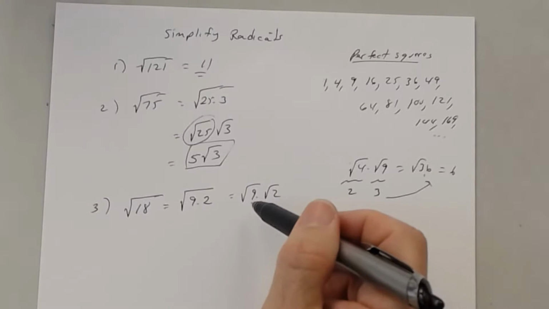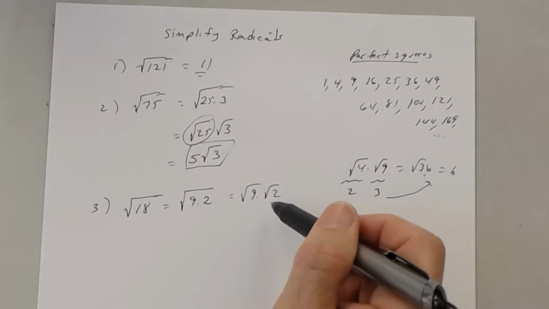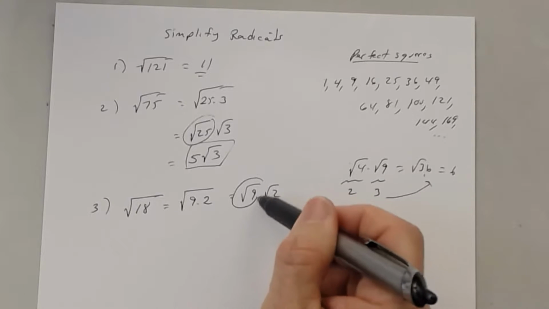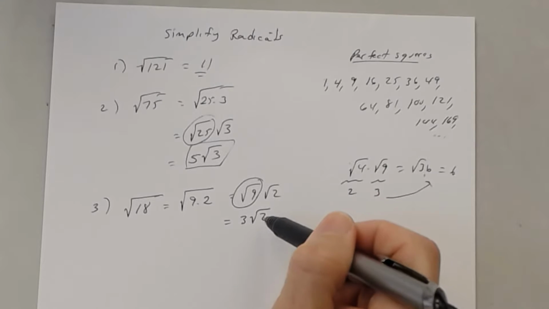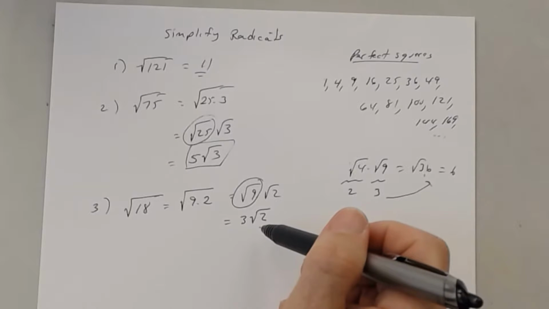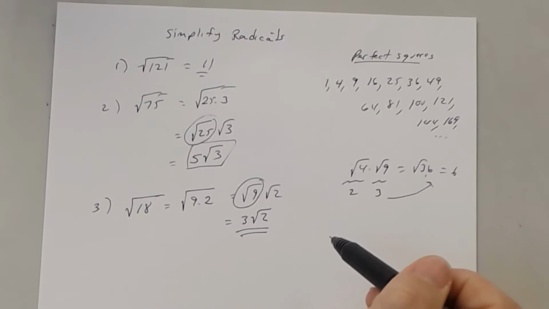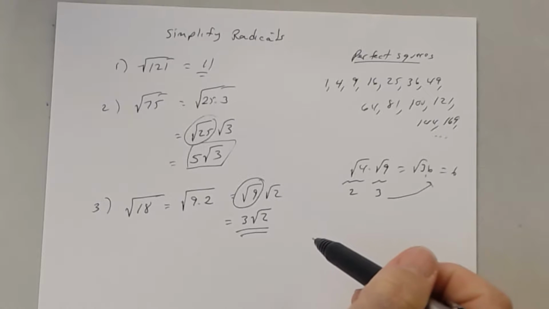Is there any of these I can simplify? The square root of 9, which I know is what? So I get 3 square root of 2. Can I simplify the square root of 2? No, because the only perfect square that goes into 2 is 1. So there's your answer there. The square root of 18 is just 3 square root of 2.